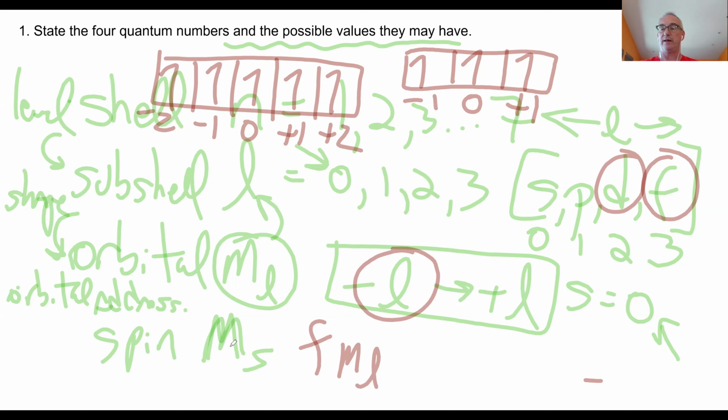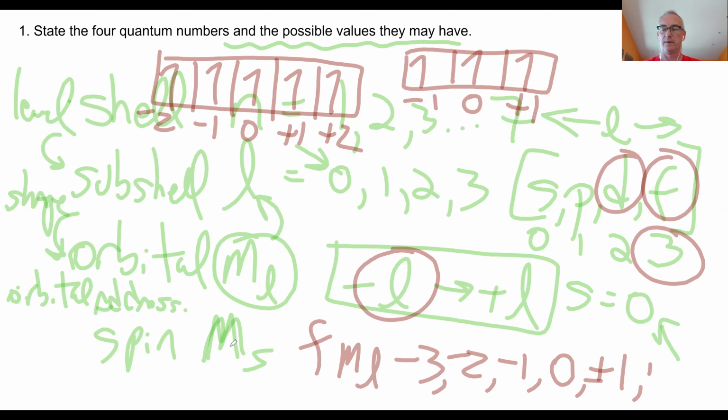So its value of L is 3. So what's the negative? Yep, go ahead. -3. Yep. What's next? Oh, -2. -1, yep. 0, yep. 1, 2, and 3. You always put a plus. Okay, so +1, +2, and then +3. Right. So how many total orbitals is that?